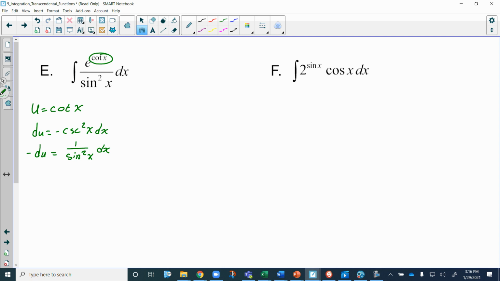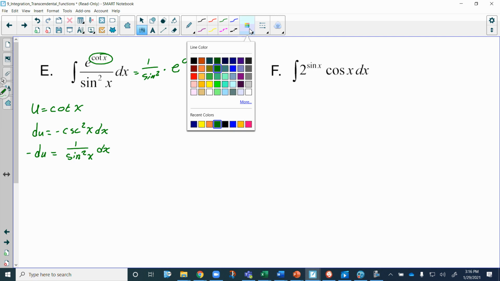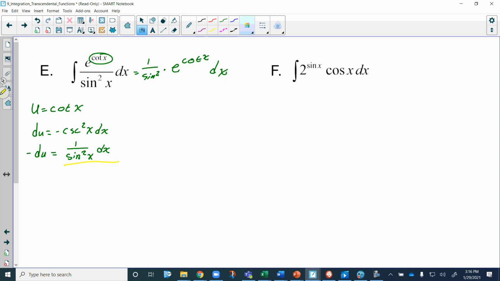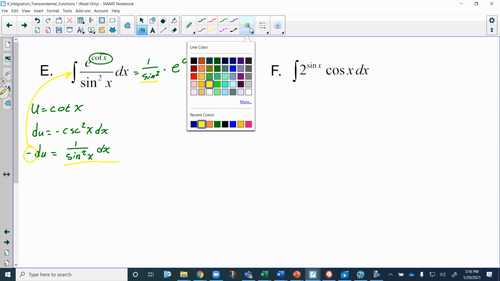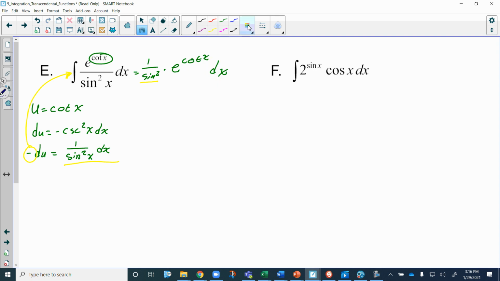And now we can kind of see that, especially if we broke up the original integrand as being 1 over sine squared times e to the cotangent of x dx. Now we can kind of see that this and this match. So now I do have that constant that goes in front of the integration, and in this case a constant of -1. So let's go ahead and start doing that.